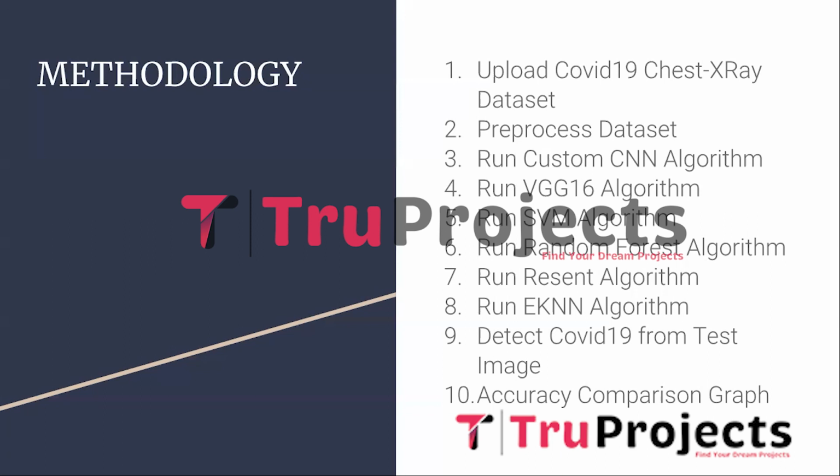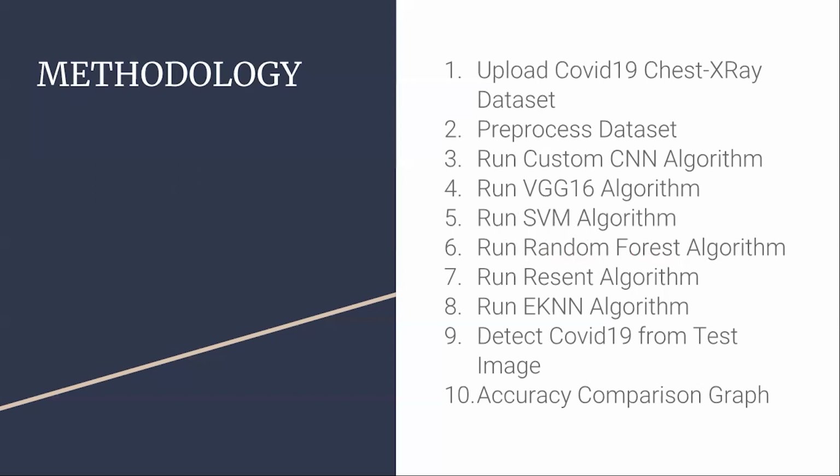And the seventh module is Run ResNet algorithm. In this ResNet algorithm, we pre-process by resizing the images and normalizing the pixel values, and train the model, optimizing the parameters with an optimizer and loss function. Evaluate the trained ResNet model on the testing set, measuring the metrics like accuracy, precision, recall, and F1 score.